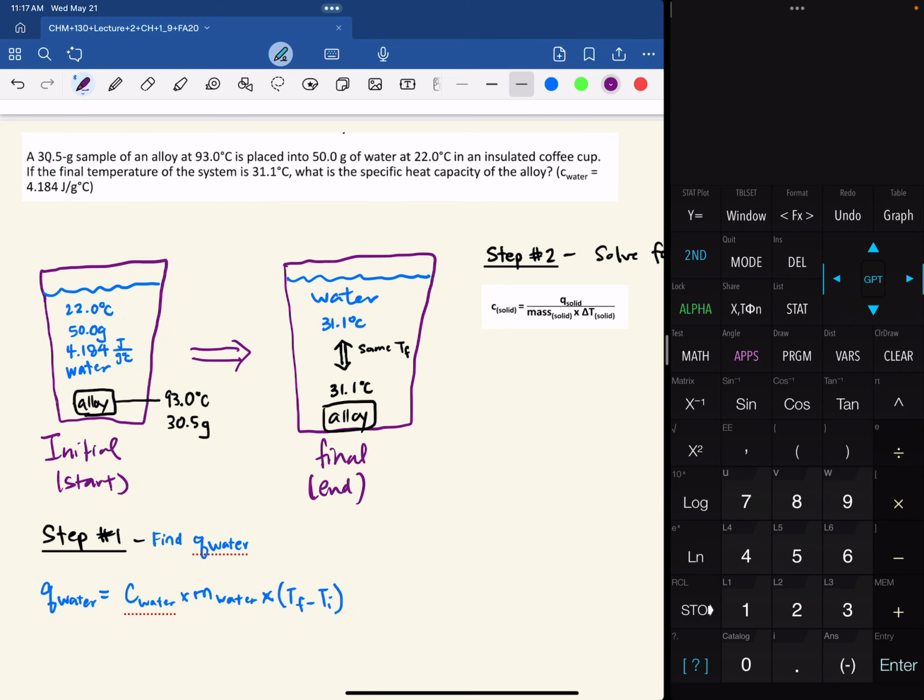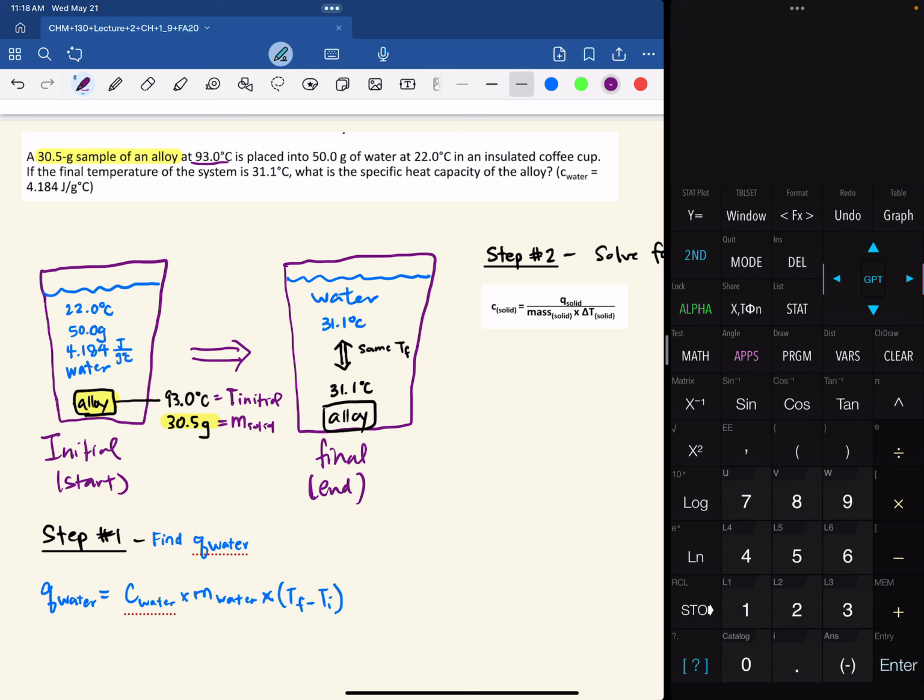It says a 30-gram sample of alloy. So that's got to be the metal, right? So that's this thing right here. It is 30.5 grams. Grams is mass, right? So this is the mass of your metal, or your solid. I'm just going to write solid. Then it says it is at 93 degrees. So this is the temperature of the alloy. Again, this has to be the initial temperature because this is at the beginning of the experiment, right? It's at 93 degrees, and it is placed in 50 grams of water.